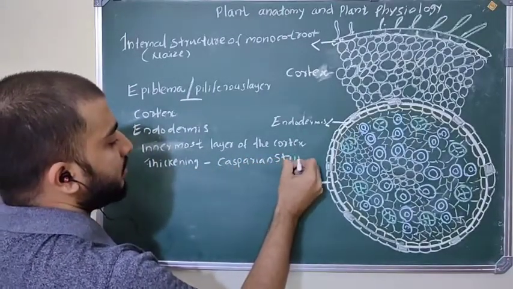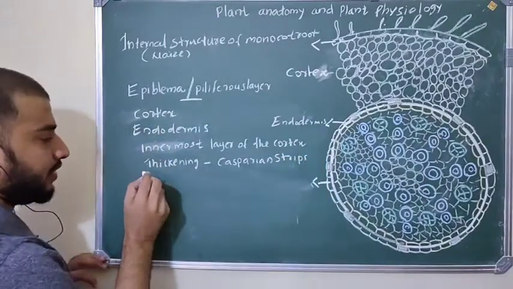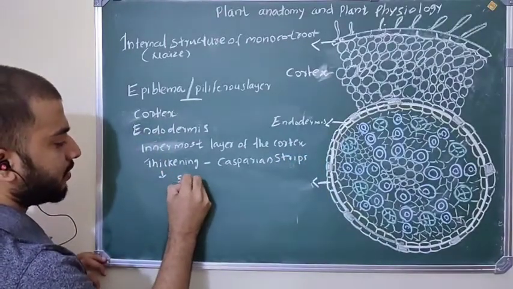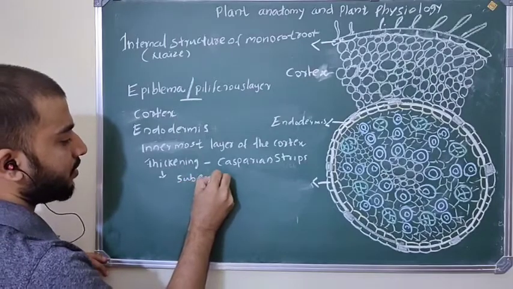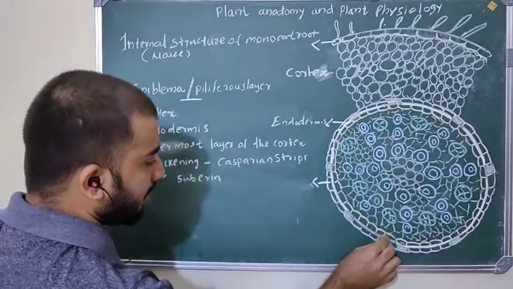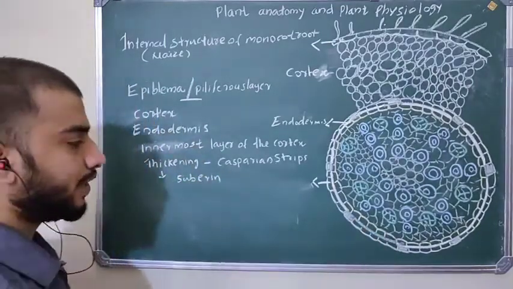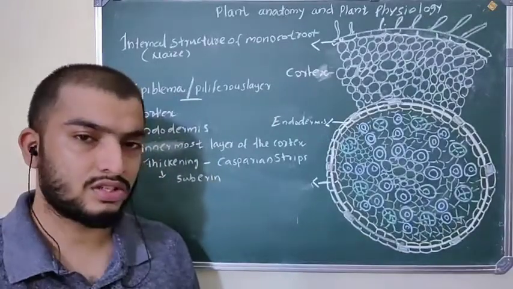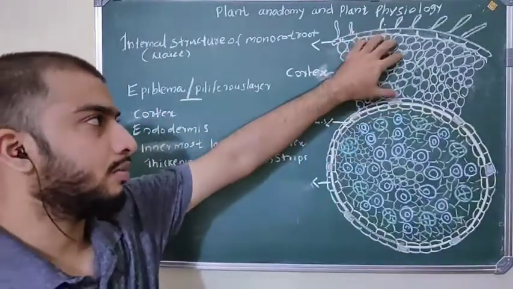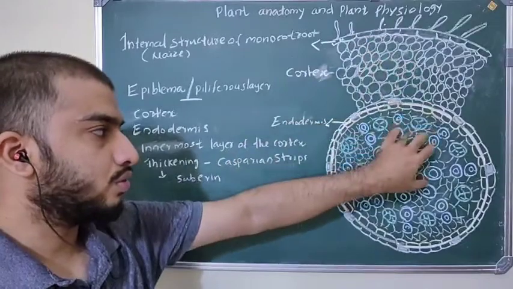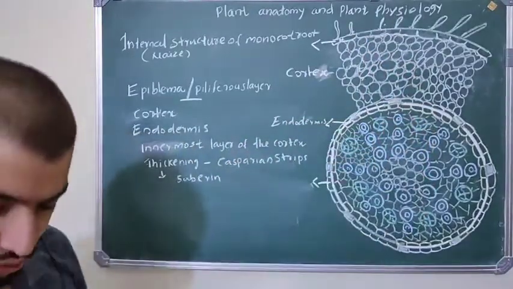The thickening is made up of a substance called suberin. This suberin material does not allow the passage of water from the cortex to the xylem tissues.